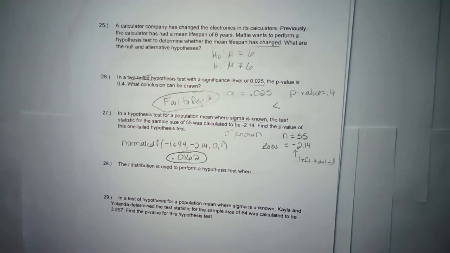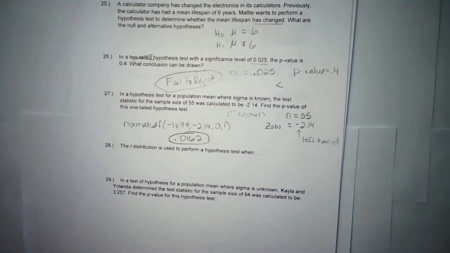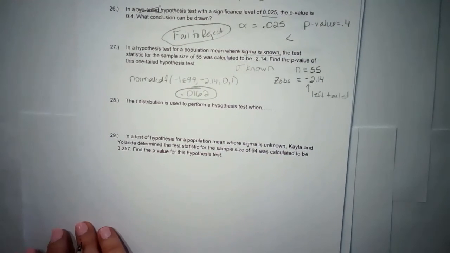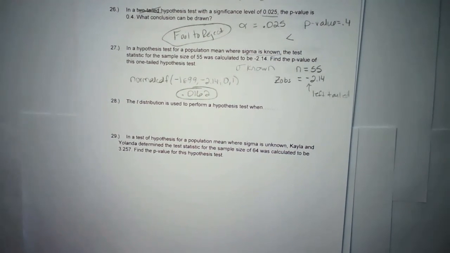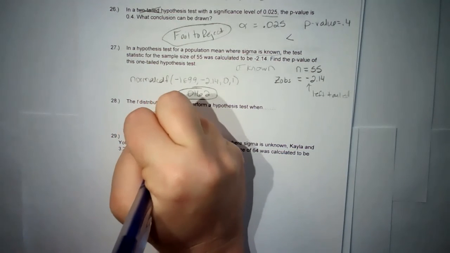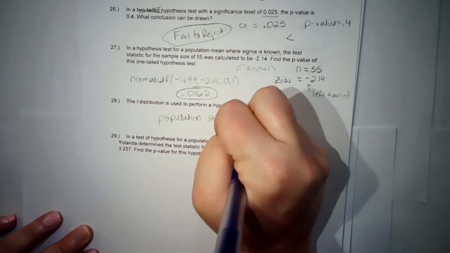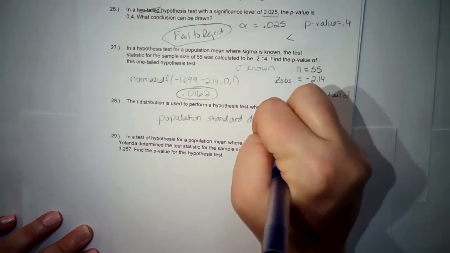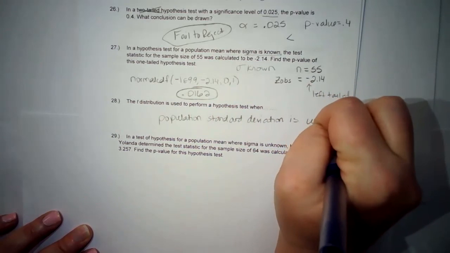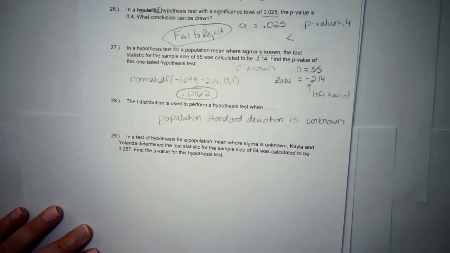Okay. All right. Let's try 28. All right. The t distribution is used to perform a hypothesis test when what? What is the only time we go to the t-chart? Sigma's unknown. Now, they're not going to say sigma unknown. What are the words for sigma? Your population standard deviation is unknown. That's when we have to go to the t-table. Is that situation.